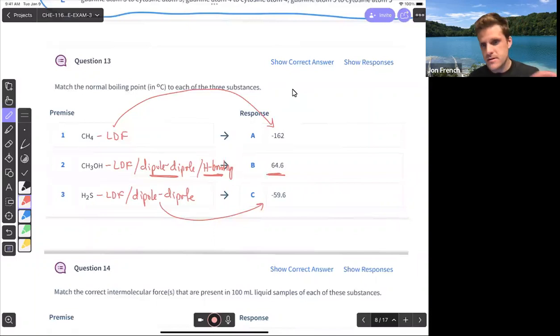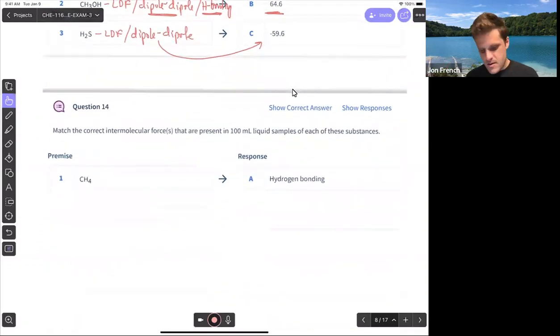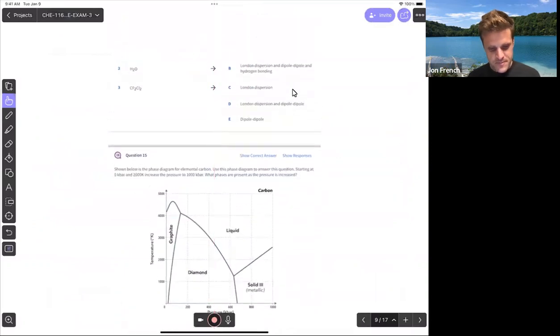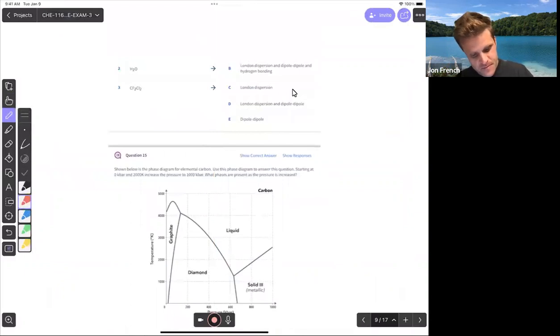14, right? So 14 is going to be similar to 13 here. It doesn't show up on the same page. So we had, I think, methane up here. Right, so methane is just choice C. It's London dispersion forces.